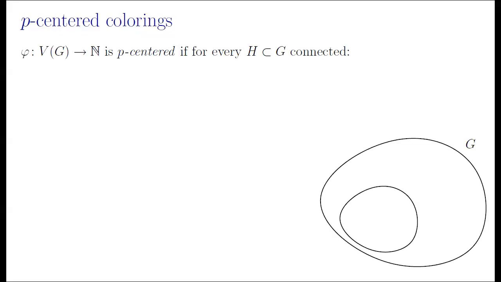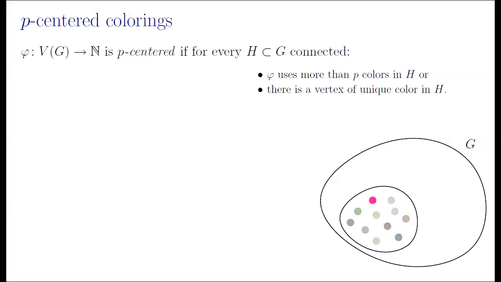So the definition: a coloring of a graph is p-centered if for every connected subgraph, either we use a lot of colors in this subgraph, more than p, or there is a color that is used uniquely in this subgraph. This pink color here is usually called a center. Now you can define the p-centered chromatic number of G. And as before, we care about the p-centered chromatic number of X minor free graphs.